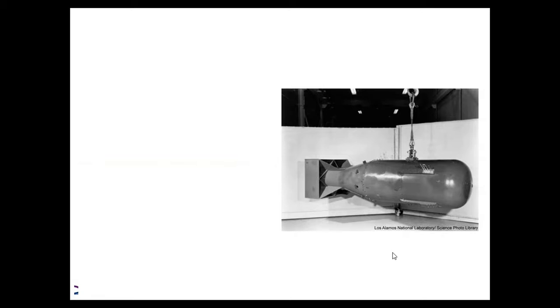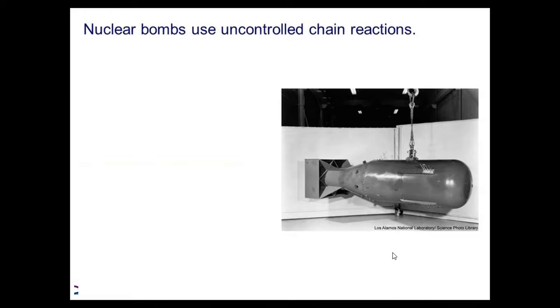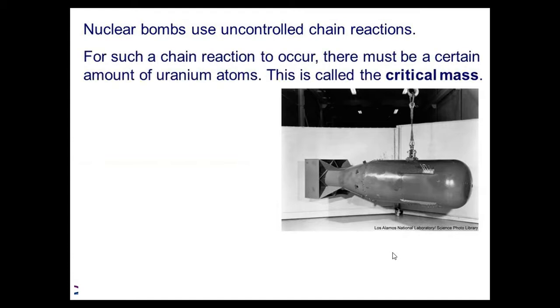Let's just quickly go through some points here. So nuclear bombs are used, which you've probably learnt about in history, I would have thought, in terms of the bombs dropped in Japan during the Second World War. They use uncontrolled chain reactions. So there are no control rods involved. So for the chain reaction to happen, there has to be a certain amount of uranium atoms. This is called a critical mass.